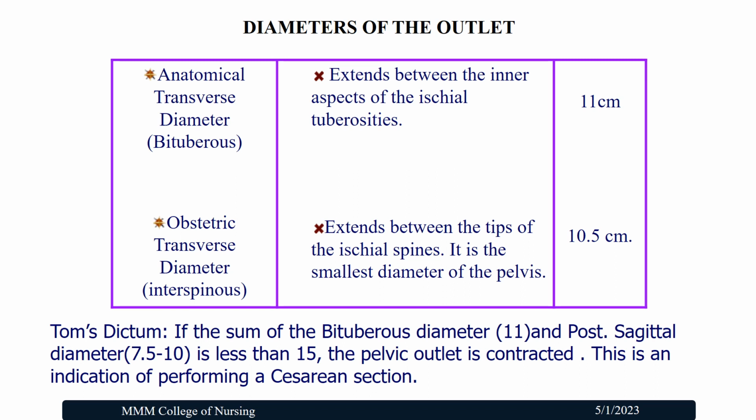If the sum of the bituberous diameter and the posterior sagittal diameter is less than 15 centimeters, then the pelvic outlet is contracted. This is considered an indication to perform a cesarean section. In this type of case, we cannot conduct a normal vaginal delivery, right?